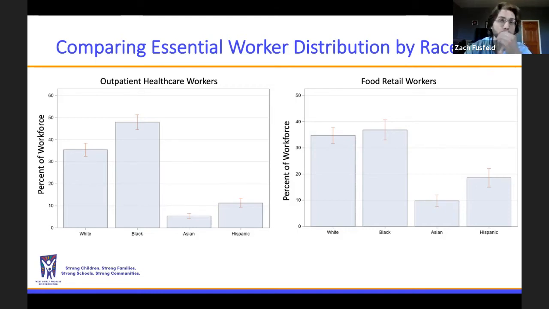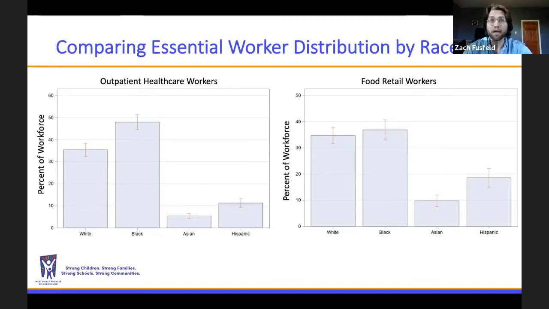And while it's not shown here, we can also compare these prevalences to the racial ethnic distribution in the city of Philadelphia, which could be instructive on if the burden is higher in general. For reference, 41% of Philadelphia is Black, 40% is white, 7% of the population is Asian, and 15% is Hispanic. You might notice, for instance, that for outpatient healthcare workers, Black people are overrepresented, with nearly 50% of the workforce being made up by Black individuals, compared to only 41% in the general population in Philadelphia. Whereas white people, Asian people, and Hispanic people are all slightly underrepresented.